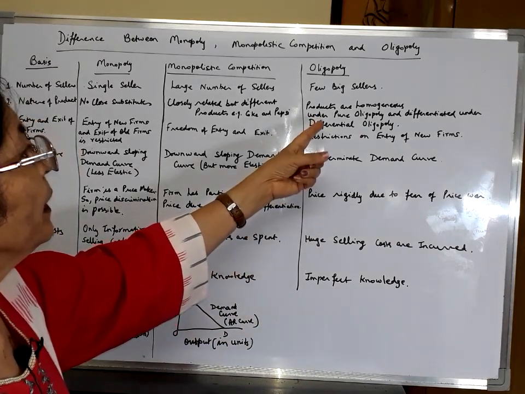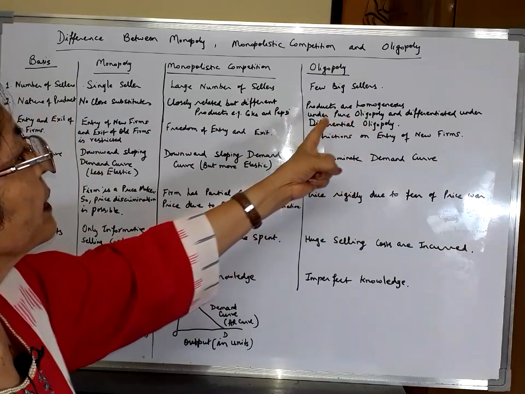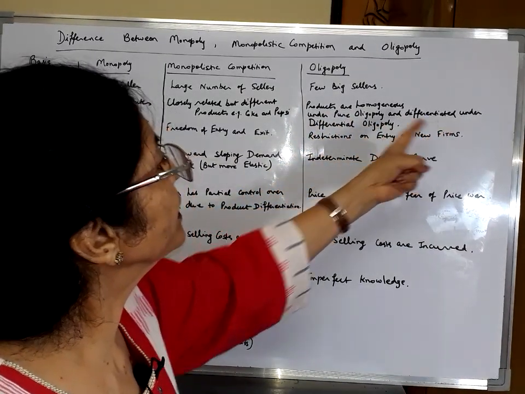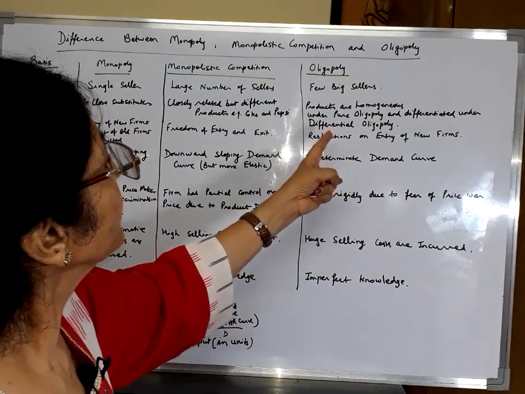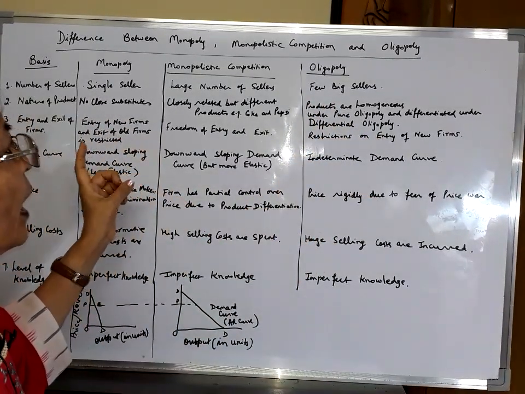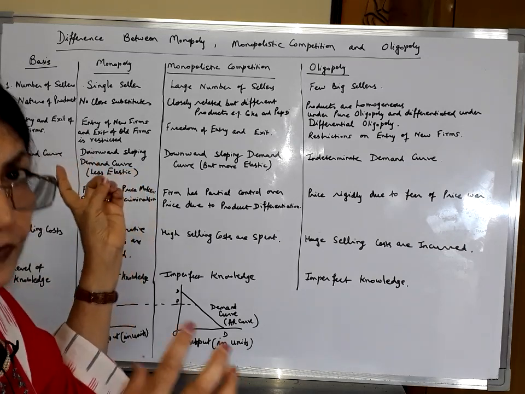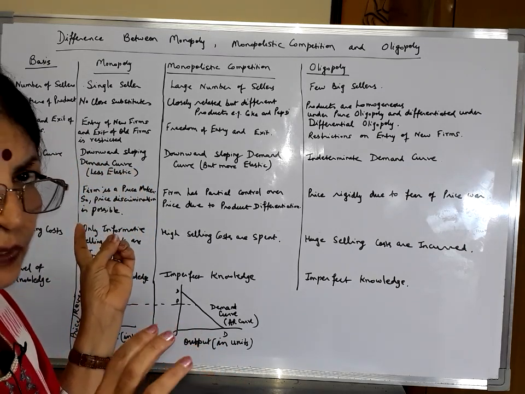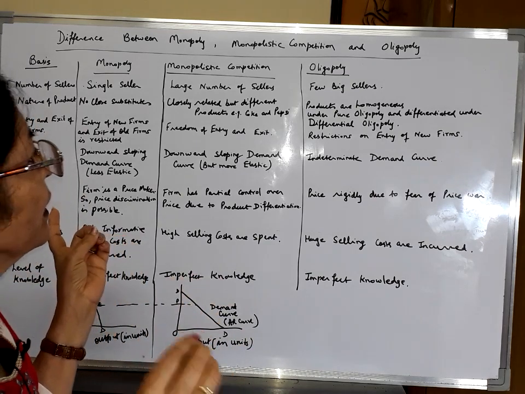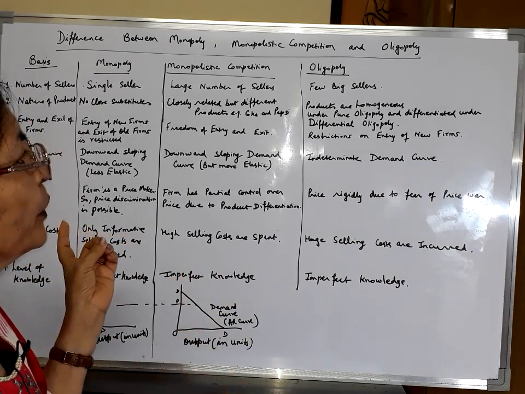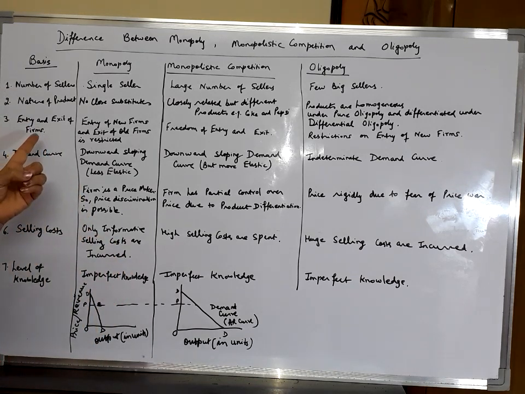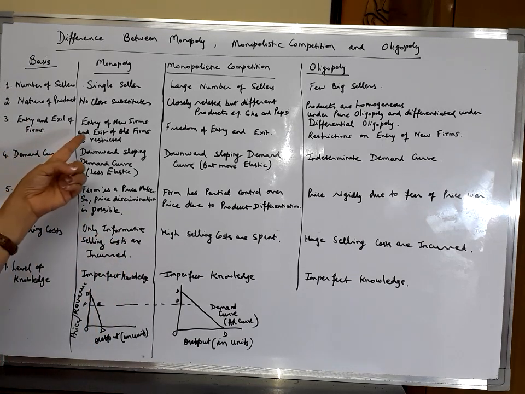Under oligopoly, products are homogeneous under pure oligopoly and differentiated under differentiated oligopoly. So, of course, you have some kind of differentiation with the product and there are little differences. Number of items produced by such firms is also limited. Entry and exit of firms.